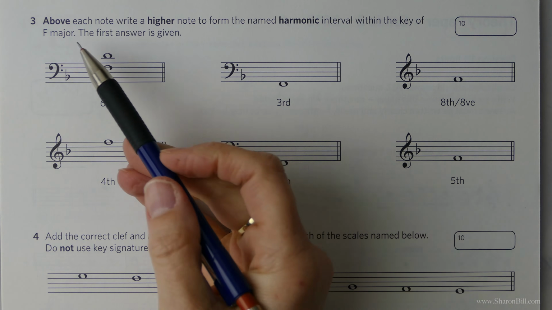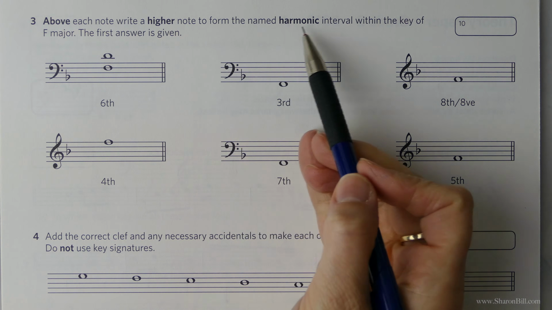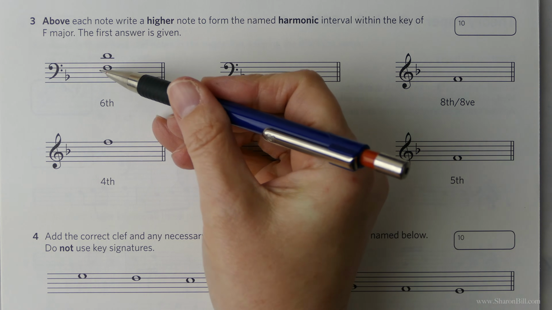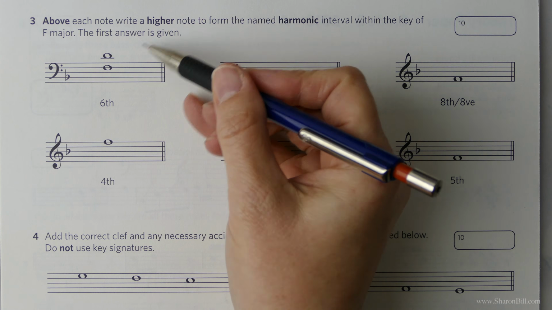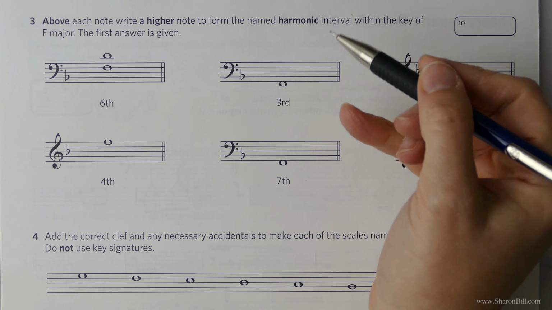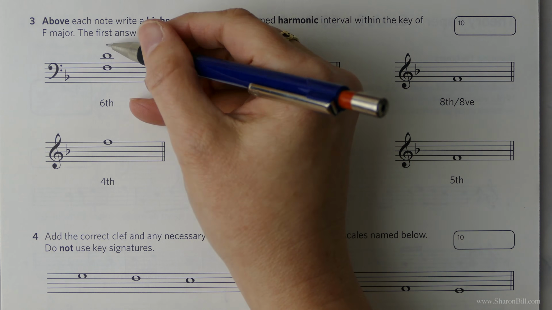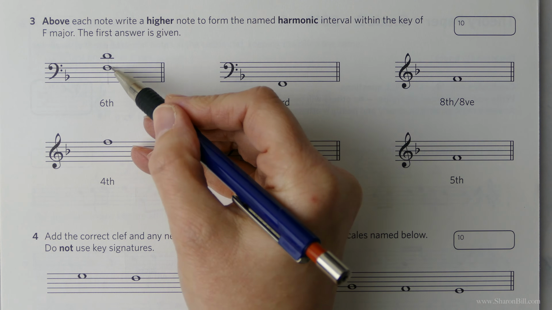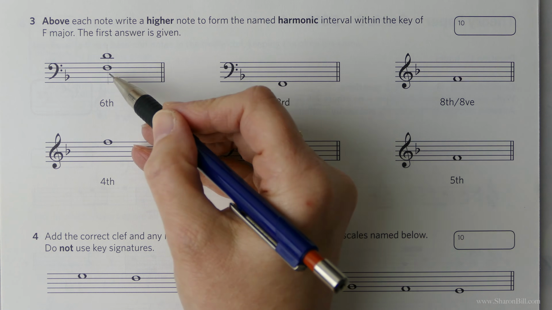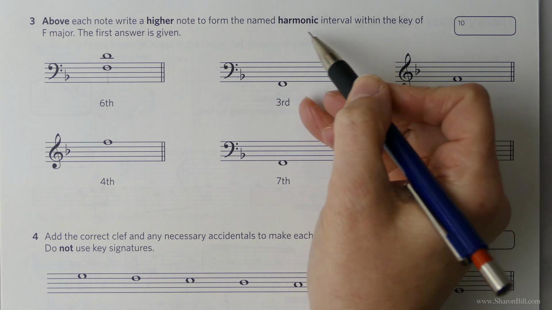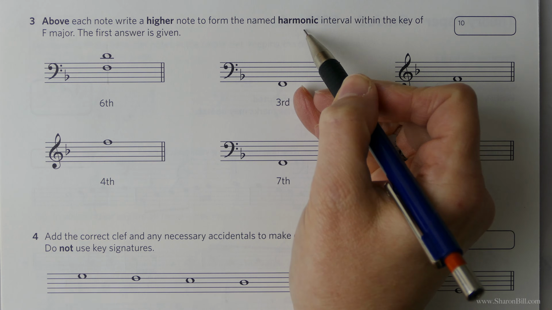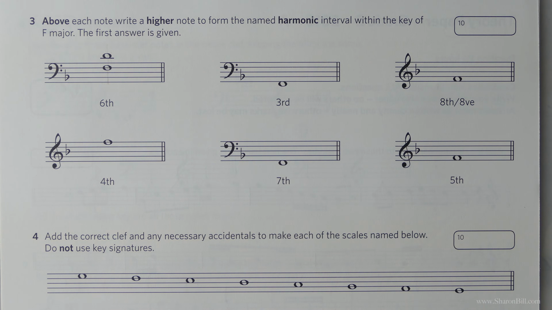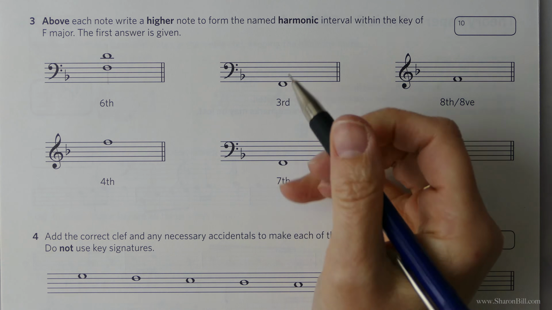So we're given a few extra hints here in bold. We're told to write above each note because the intervals we're always counting upwards, so we're writing higher, and we're writing a harmonic interval, which means that they come together one on top of the other like a harmony. A melodic interval comes one after the other like a melody, and so they've really brought that to our attention. However, if you just follow their example and follow the pattern that they've given you, you won't go wrong.